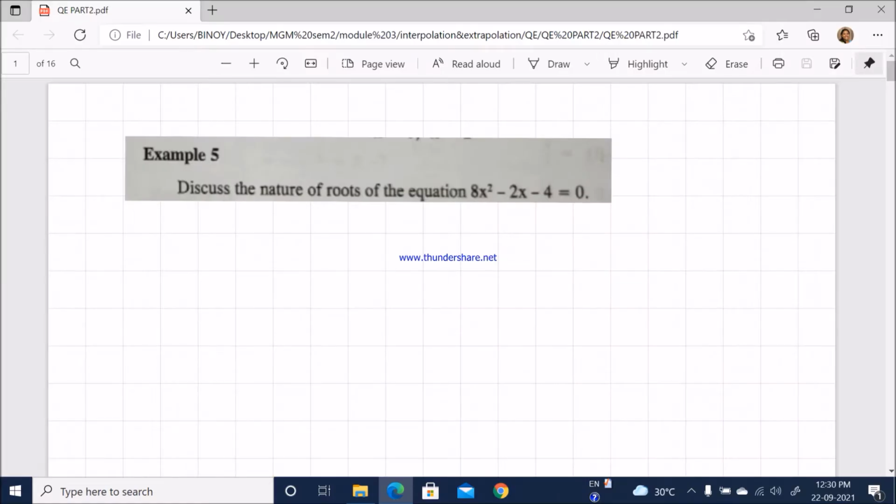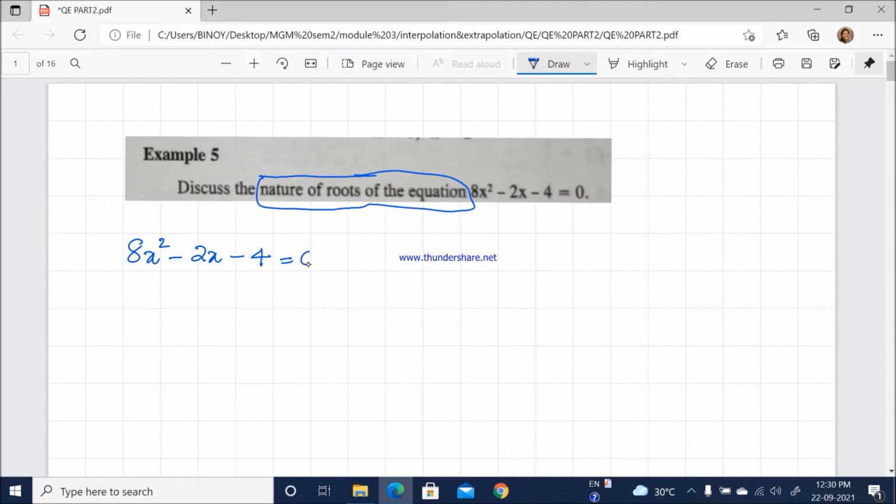In this lecture of S2 Business Mathematics for CA and Corporation, we are focusing on the problems of quadratic equation. So the first question we are going to discuss is about the nature of the roots of the quadratic equation. We are asked to find the nature of the roots of the quadratic equation 8x square minus 2x minus 4 is equal to 0.